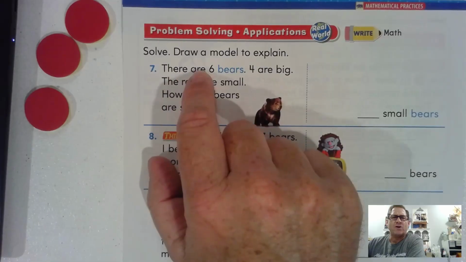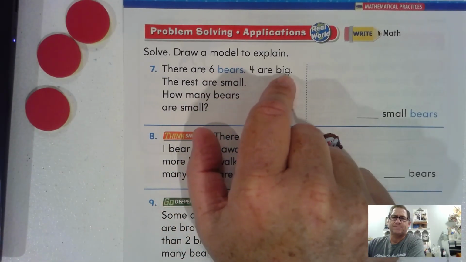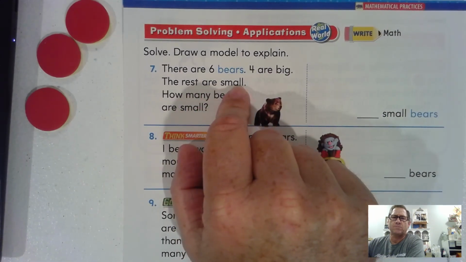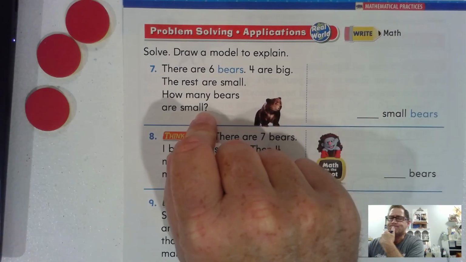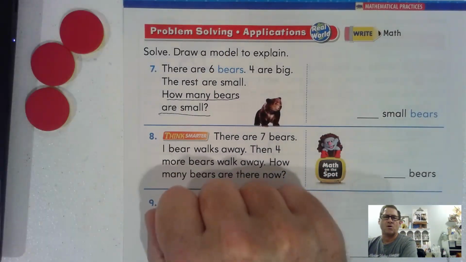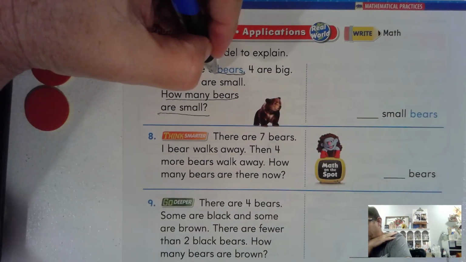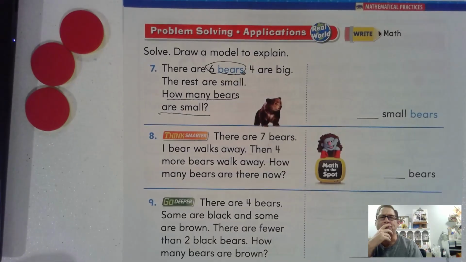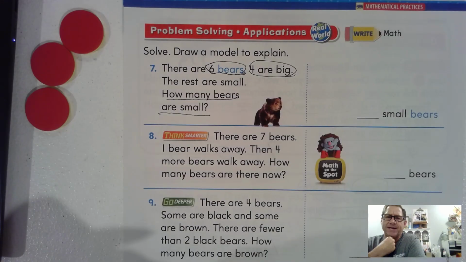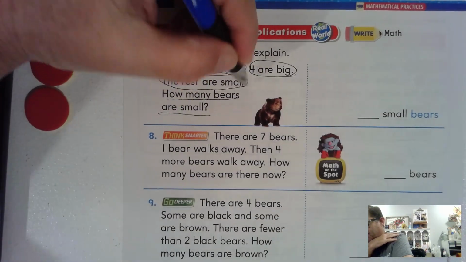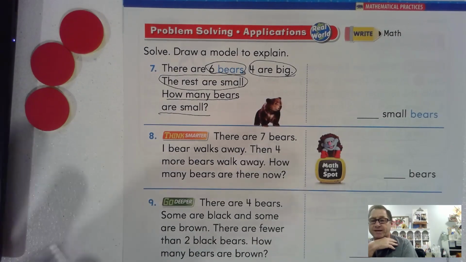So let's see. There are 6 bears. 4 are big. The rest are small. How many bears are small? Well, how many total bears do we have? Well, we have 6 bears, right? Okay. And it tells us 4 of those 6 are big. The rest are small.